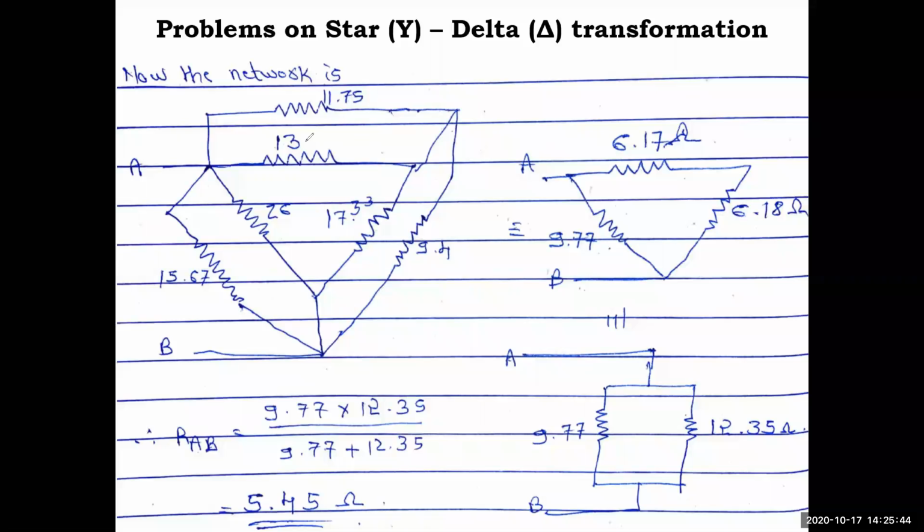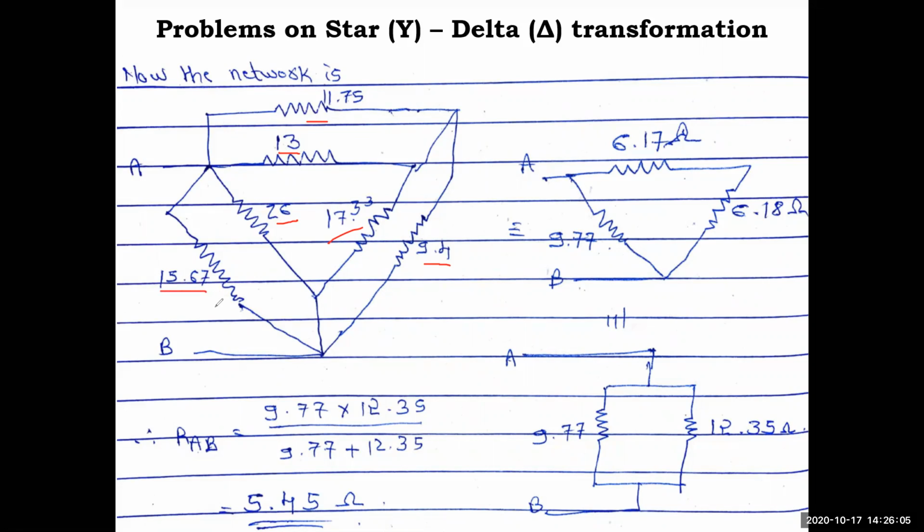In the first delta network, 13 was there between AB, then BC 17.33 and 26 you had. Just look at the picture. Now the same in parallel, you got the second network: 11.75, 9.4 and 15.67.